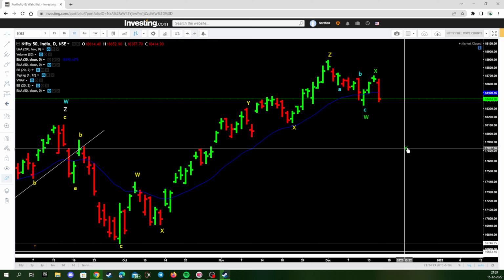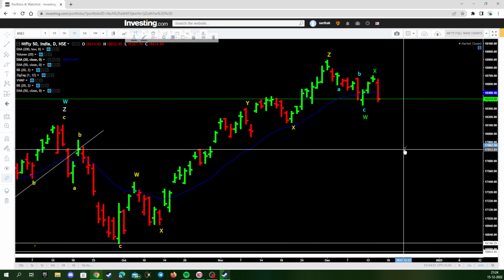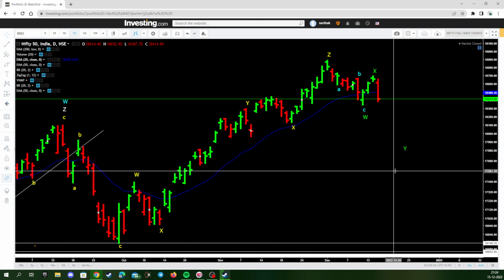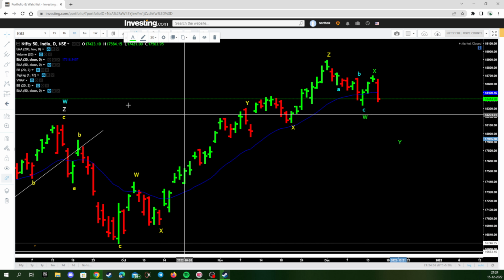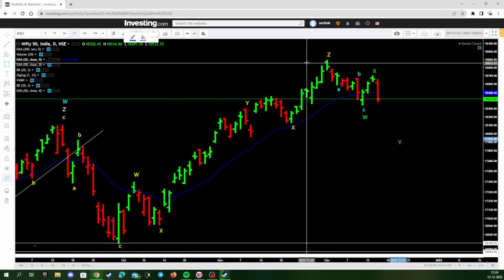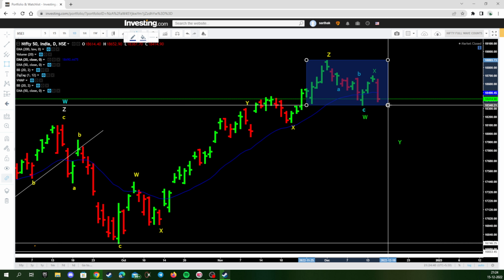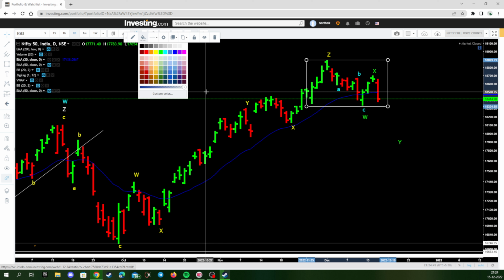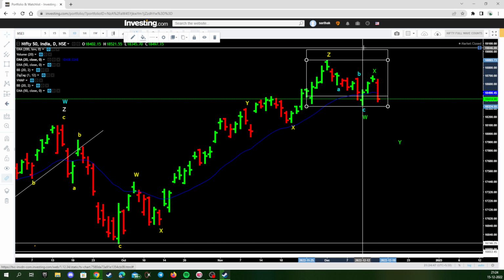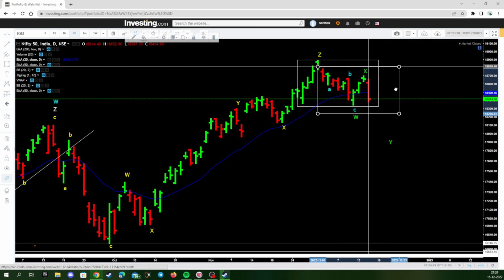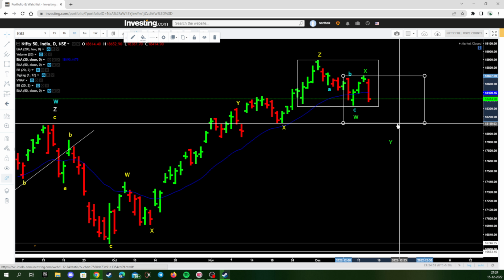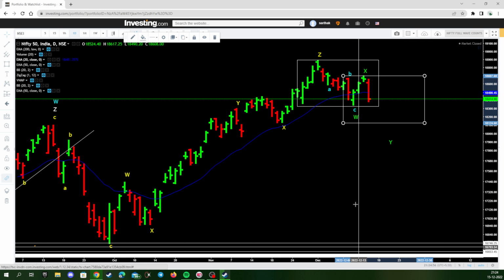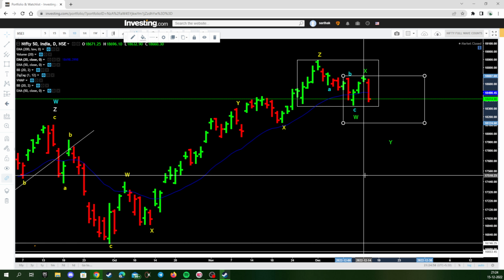wave Y. So this would be wave Y, and wave Y would be almost of the same size as wave W. So let me take the length of wave W and add it up to the high of wave X. I get a target which is somewhere around 18,100, roughly 350 points lower from here. That is just in case we are taking a very conservative scenario.